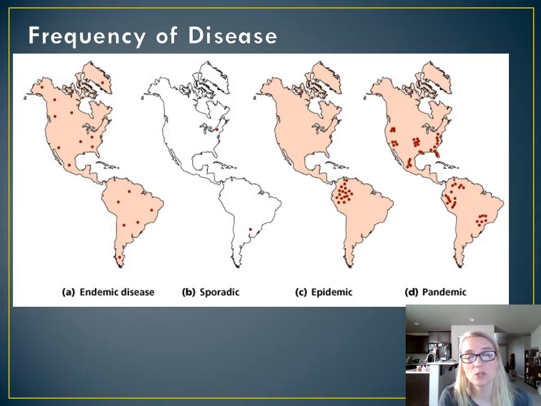It's just spreading, and it's a new disease. Coronavirus was not known to humans before November of 2019. Okay, so those are our definitions of endemic, sporadic, epidemic, and pandemic.